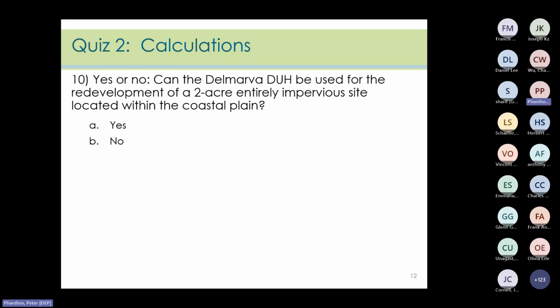Number 10, yes or no, can the Delmarva dimensionless unit hydrograph be used for the redevelopment of a 2-acre entirely impervious site located within the coastal plain? And the answer to that is no.